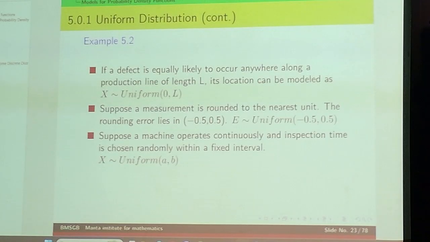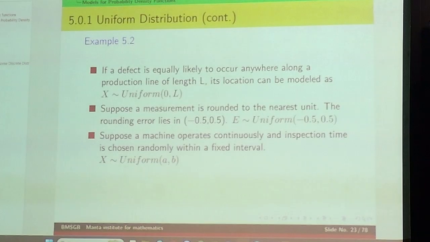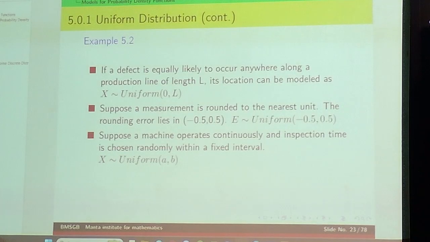Here I have written down some other situations. I have already given you one example. Some other situations where the uniform model might be suitable. For example, if a defect is equally likely to occur anywhere along a production line of length L, its location can be modeled as uniform.